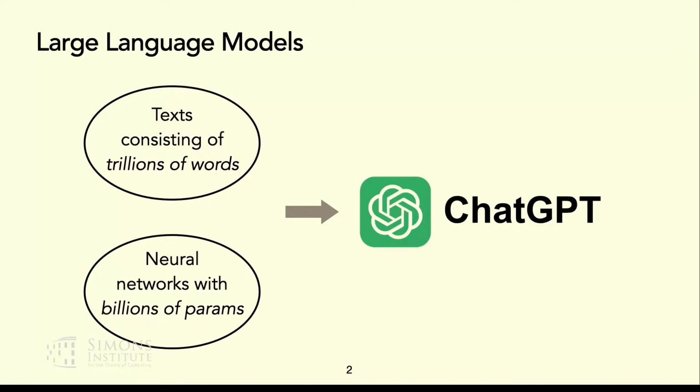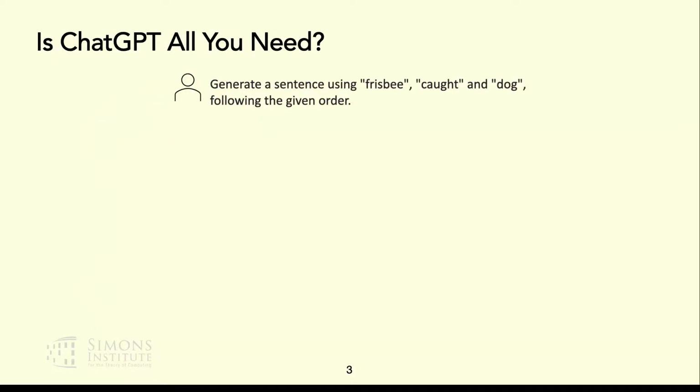So people now have this feeling that we probably have solved AI, we have solved artificial intelligence, and ChatGPT has passed the Turing test. But is that really the case?